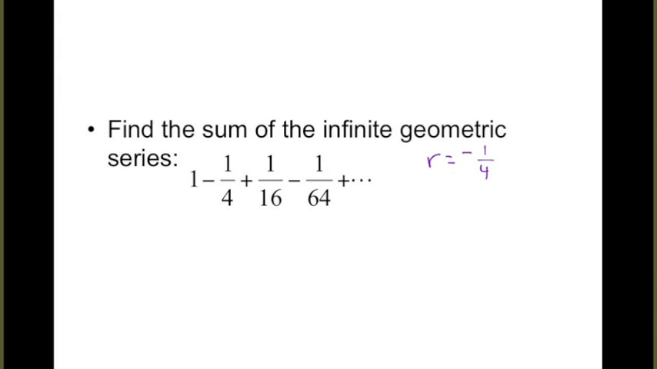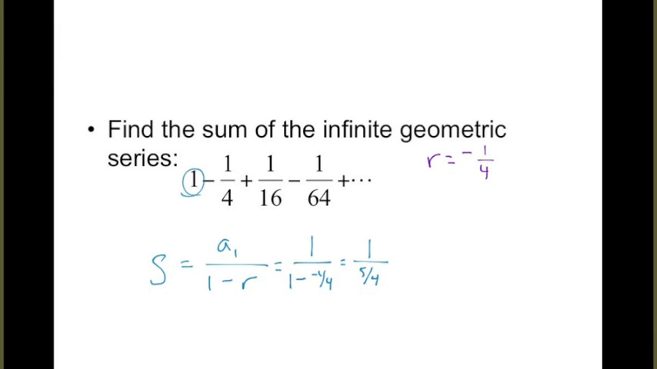That still meets our criteria. It's between negative 1 and 1. So we can apply our sum formula. So sum is equal to a sub 1 over 1 minus r. A sub 1 means first term, which is just 1. 1 minus r, which is negative 1/4. 1 minus negative 1/4 is 5/4.